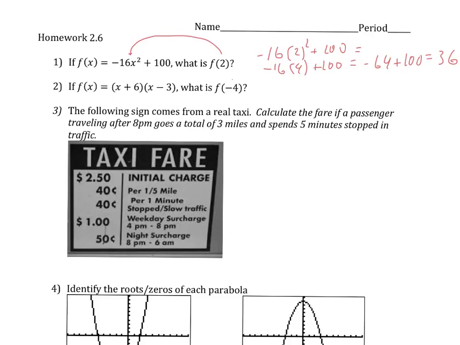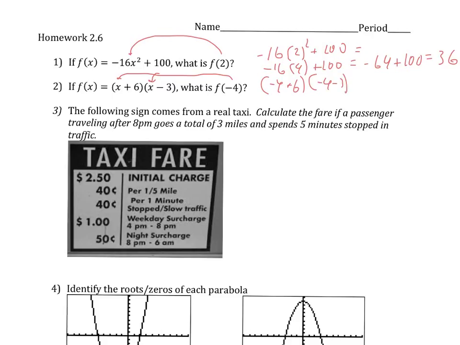Number 2, we have a function and we have another input, negative 4, but this time notice we have 2 input spots. There's 2 x's, one right there and one right there. This is a factored form of a quadratic equation. So here we go. Negative 4 plus 6, and multiply that times negative 4 minus 3.